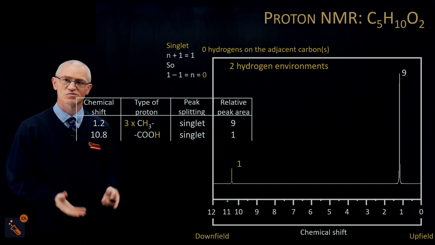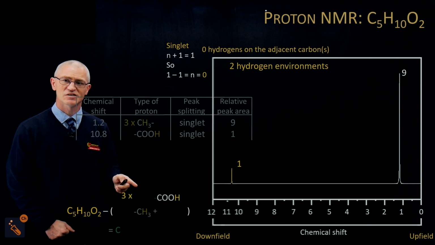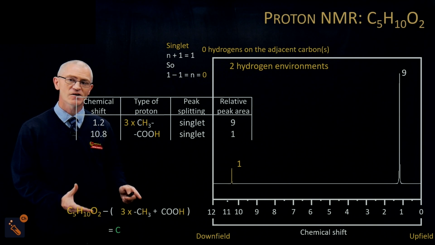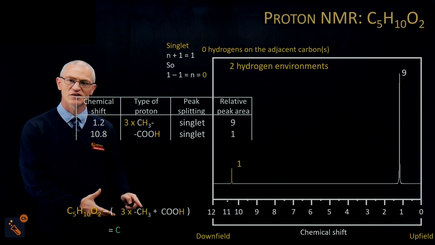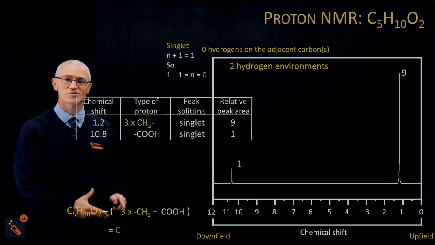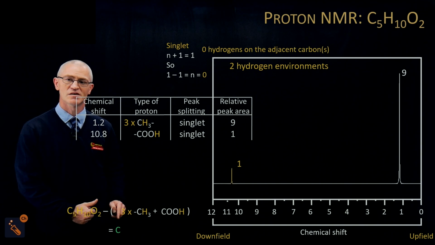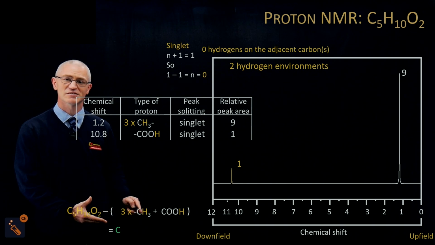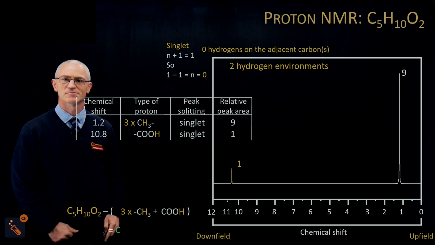We'll do the normal check that we do, which is to take the molecular formula, bring that down and see what we have remaining. Well, we have a carbon remaining. That makes sense, because if we've got 3 CH3s, the 3 CH3s are probably bonded to that carbon, and that carbon has no hydrogens on it. If they're bonded to a carbon with no hydrogens on, they would come out as a singlet. So that kind of makes sense.